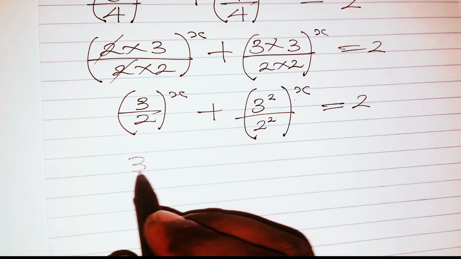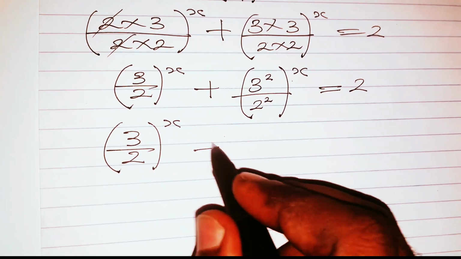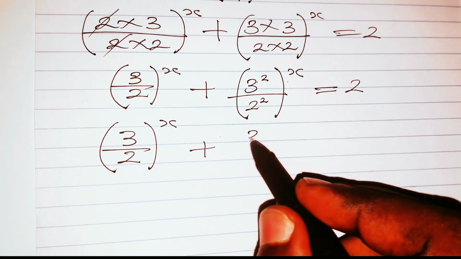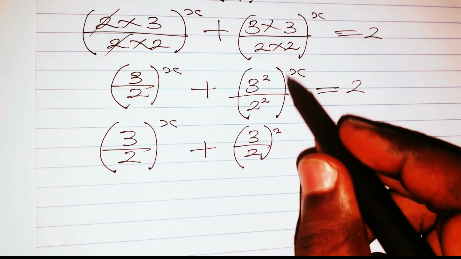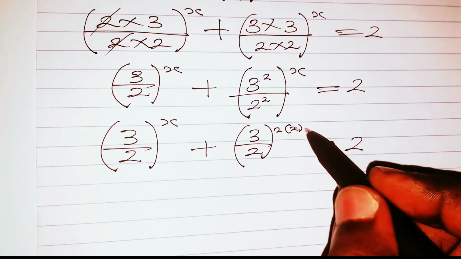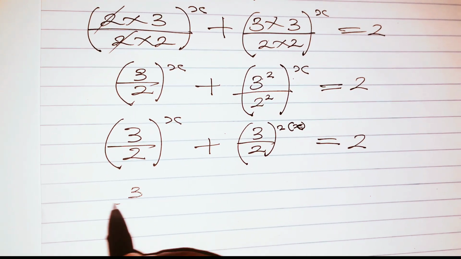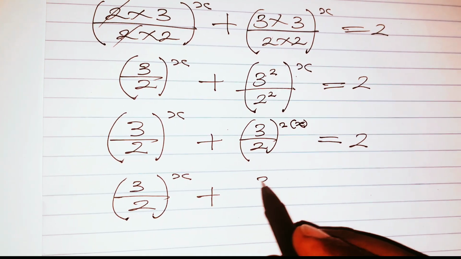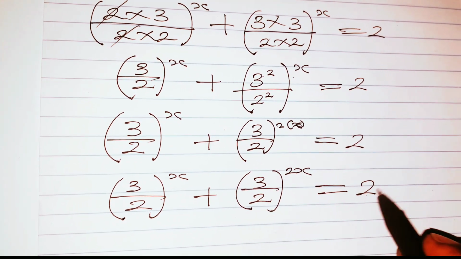And then therefore we have 3 over 2 raised to the power of x, plus, in as much as both 3 and 2 here carry square, we can just write it as 3 over 2 all squared. And then since we have x as the power, then multiply by x, equal to 2. Don't forget this is x there. And therefore our 3 over 2 raised to the power of x plus this one can just be written as 3 over 2 raised to the power of 2x, equal to 2.